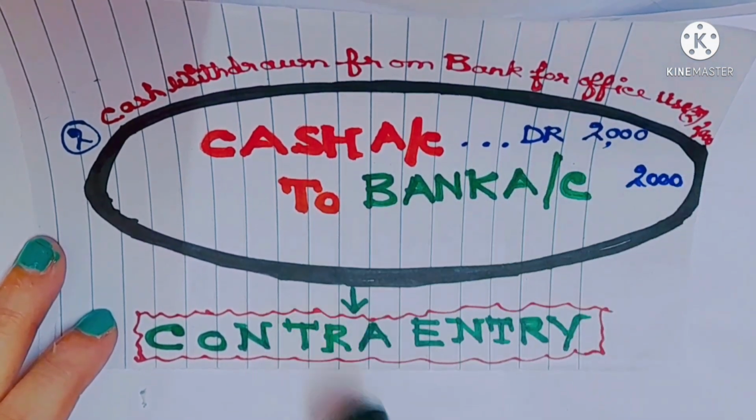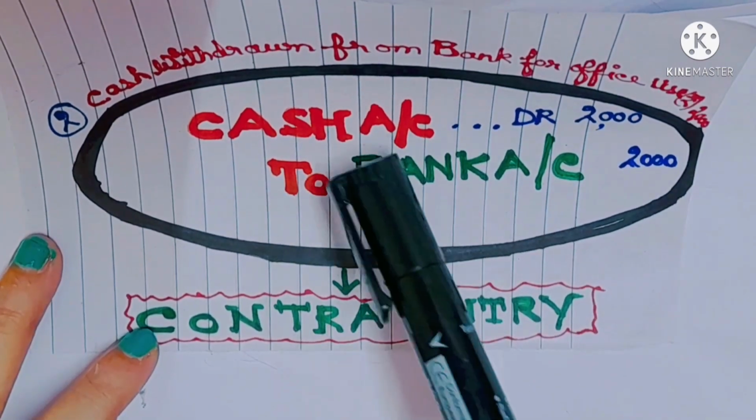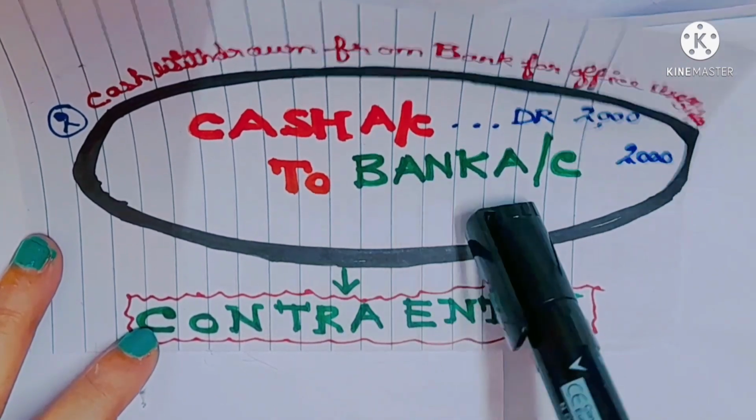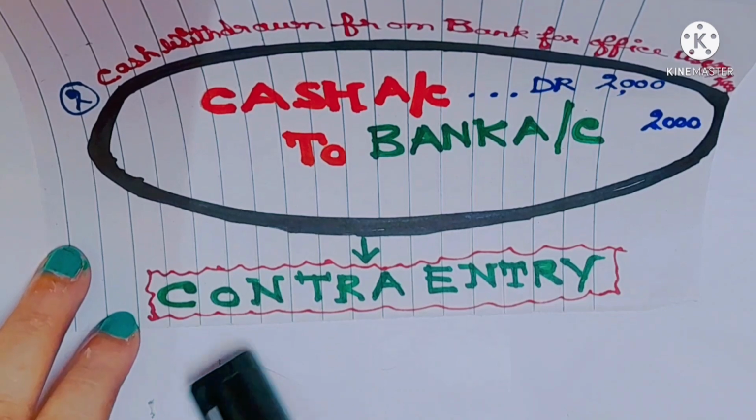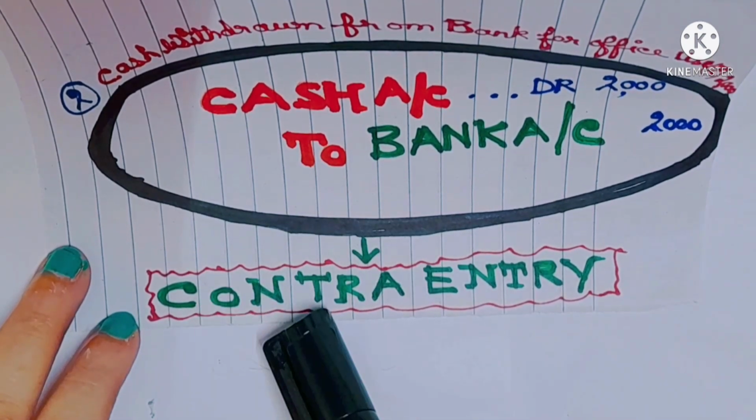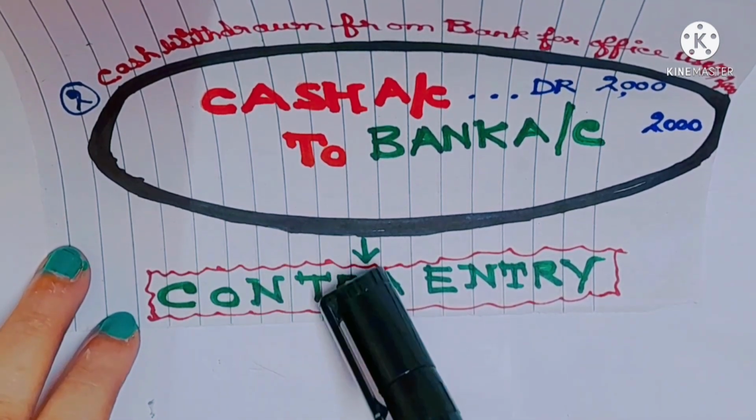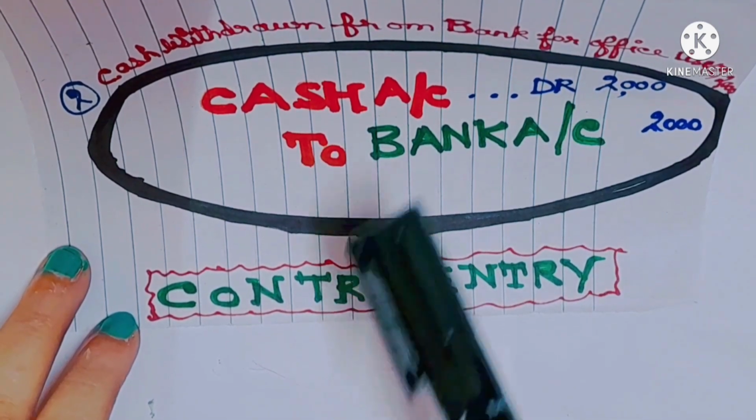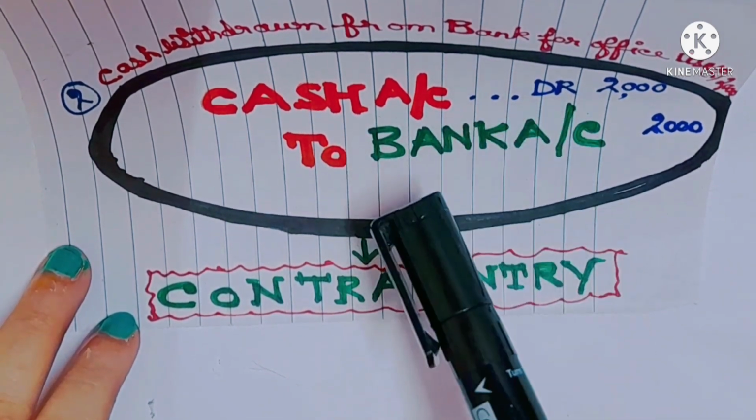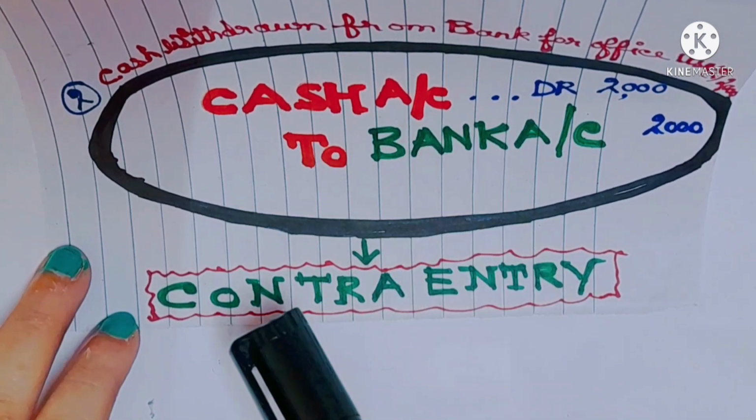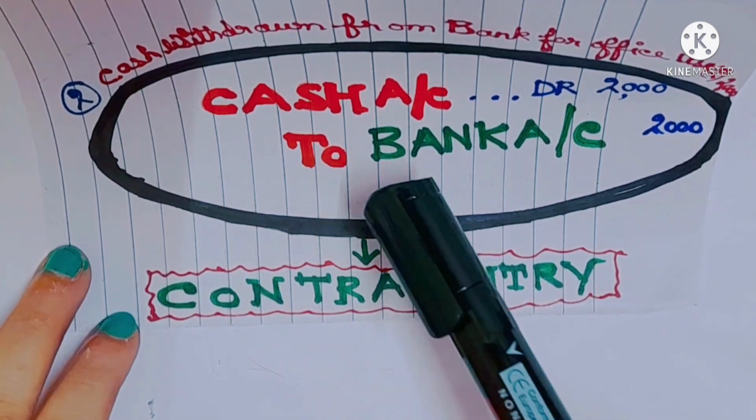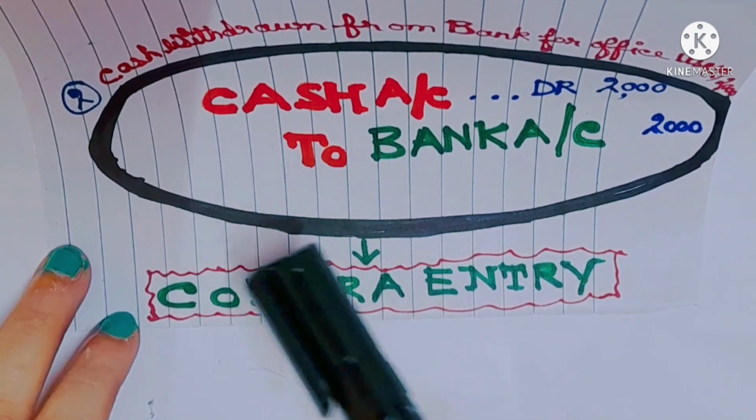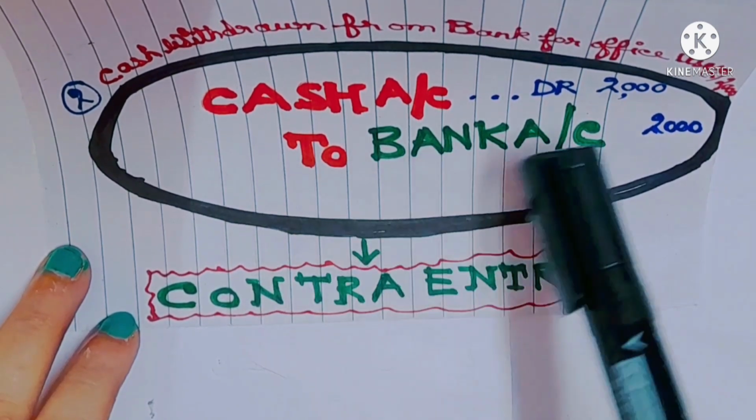So what is the position of cash account? Since cash account is on the debit side, bank account will also be on the debit side. So we'll have to write two bank account in the cash book on the debit side in the cash column 2000. Why we are recording 2000 in the cash column? Because we are looking at the position of cash account. Because you are withdrawing cash. Cash is coming in, cash is coming into hand. So in the cash column I have to record 2000.